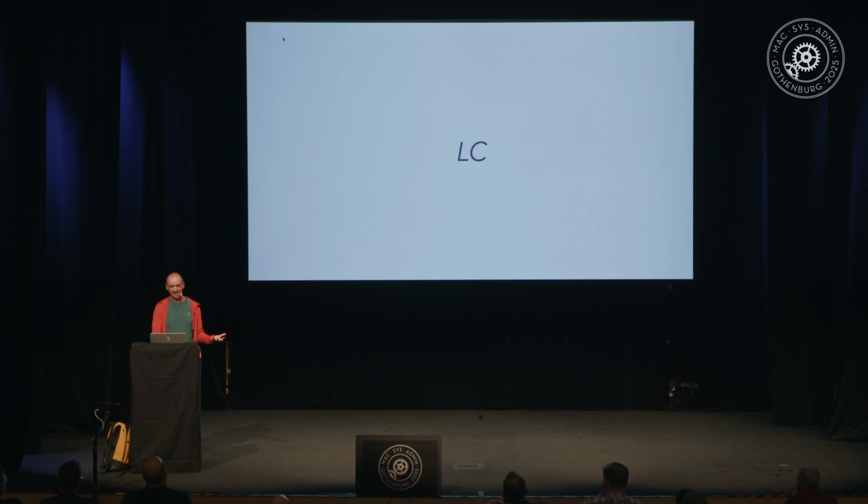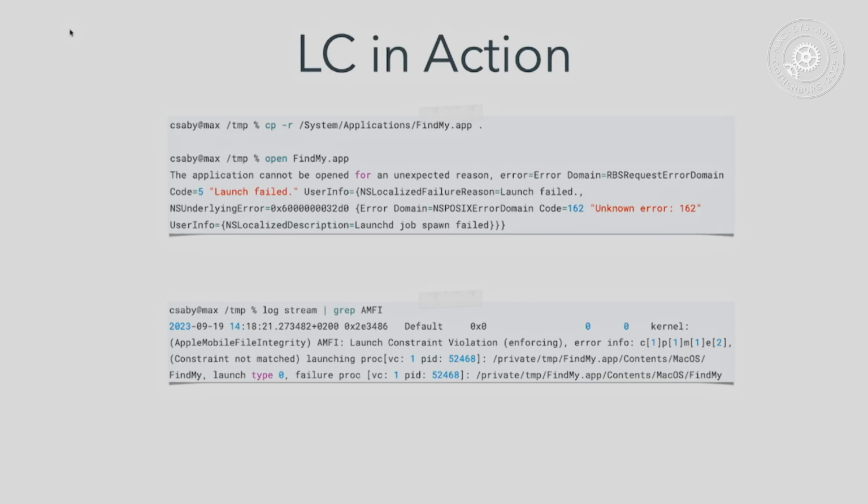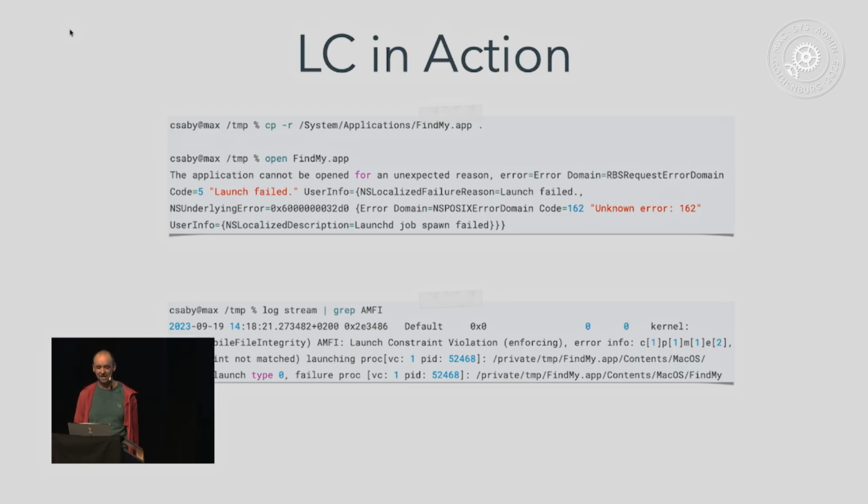So launch constraints came as a response to these types of attacks. It came in Ventura, and it mitigates many logic vulnerabilities. They define three constraints: self constraints, which is a constraint on your process, parent constraints, and responsible constraints. So let's say I make a copy of my Find My application to the temp directory and try to start that application. It will fail, and the reason for that is launch constraints.